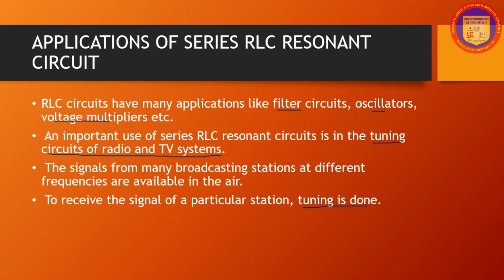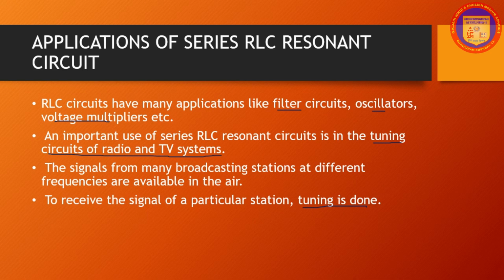The tuning is commonly achieved by varying capacitance of a parallel plate variable capacitor, thereby changing the resonant frequency of the circuit. When resonant frequency is nearly equal to the frequency of the signal of the particular station, the amplitude of the current in the circuit is maximum. Thus, the signal of that station alone is received.